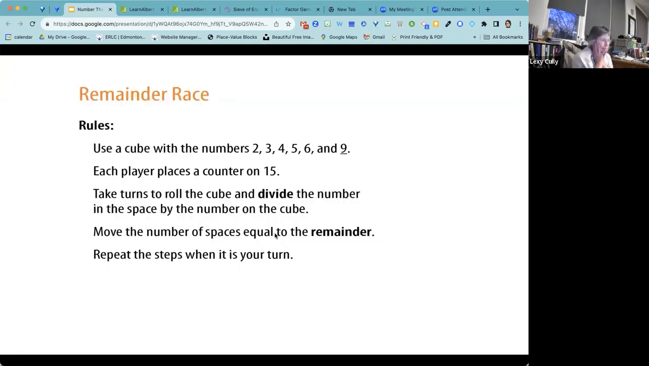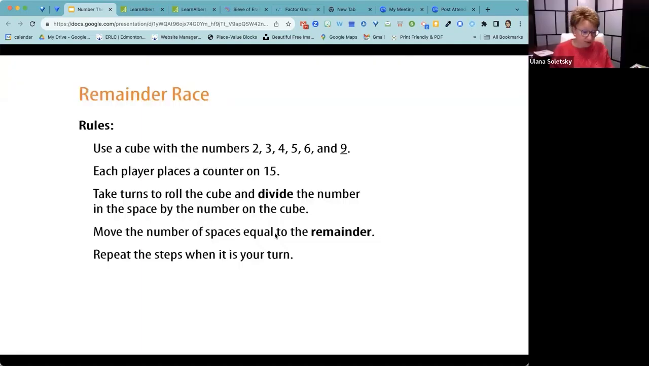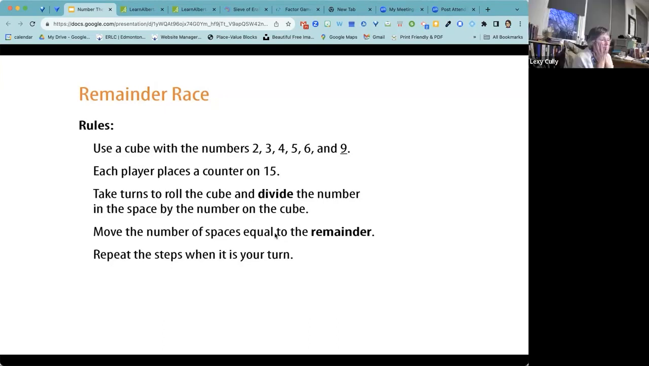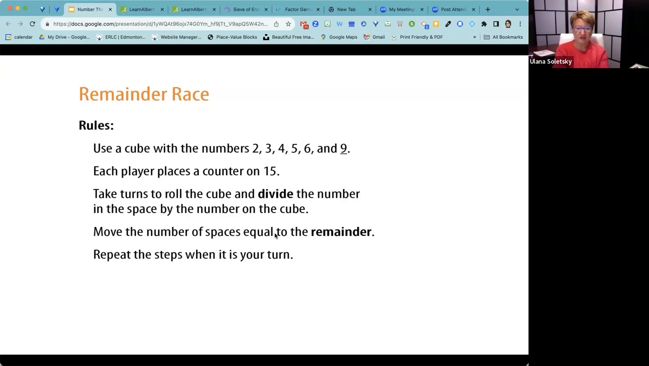Another game, this one is really hard. I'm going to tell you right now, it is hard. So again, using those same cubes, what you're going to do is both players place a marker on 15, and you take turns to roll the cube, and you divide your number in the space by the number on the cube. And you get to move the number of spaces equal to the remainder.